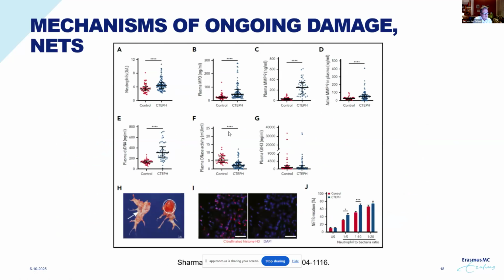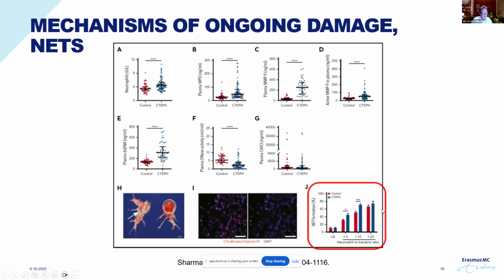What is the relevance then of these neutrophils? I mean, they may have a bystander role, but they could also potentially be involved in progressing thrombosis in CTEPH, where here you can see that in this study, it was seen that in CTEPH, there was an increase in the number of neutrophils in the blood, increase in MPO in the plasma, MMP9, so this matrix metalloproteinase, elaborated by these neutrophils and so on. So there's lots of signs that there's increased activity of neutrophils.